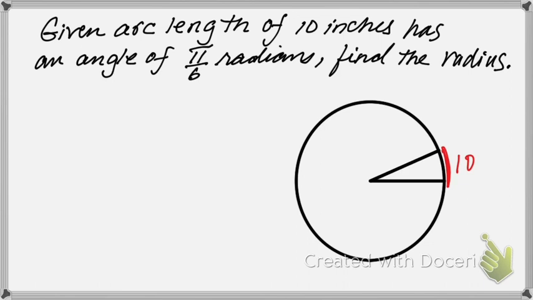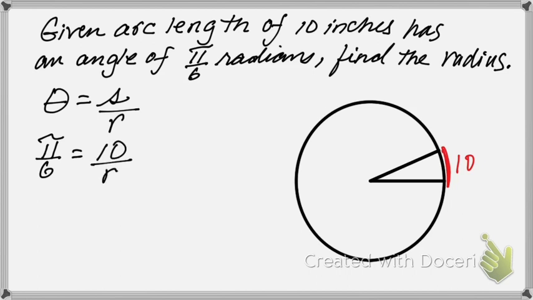Well, we go back to our equation here. Theta equals s over r. And I am going to plug in directly, just plug right in pi over 6, because that is radians already. I don't have to convert it. And then that is equal to s, 10, over r. Okay, now I need to solve for r.